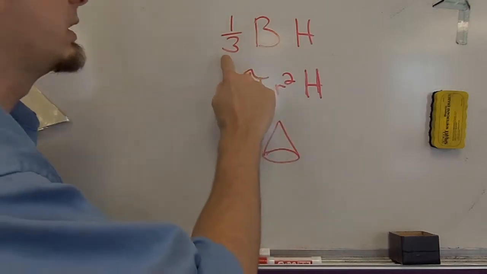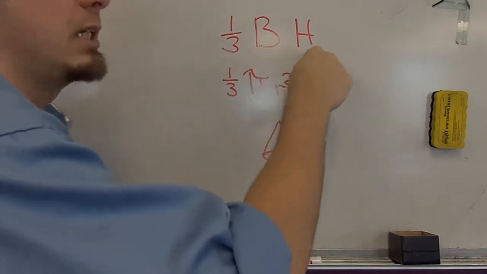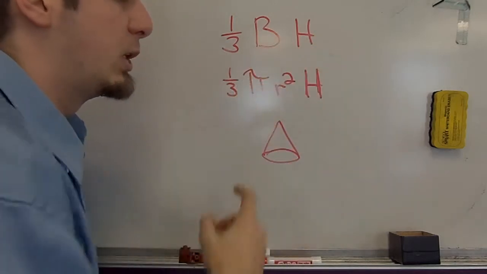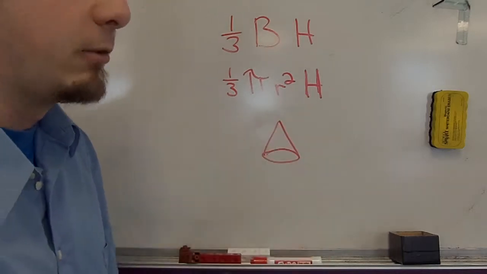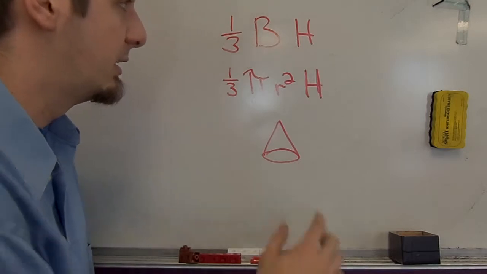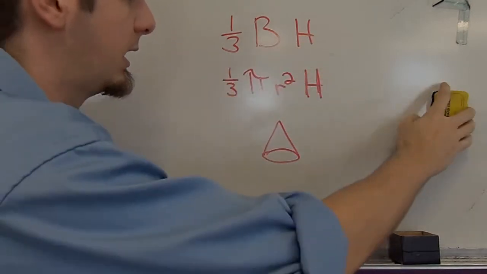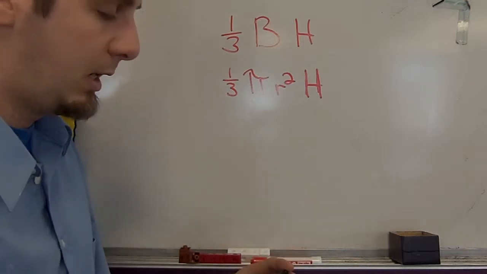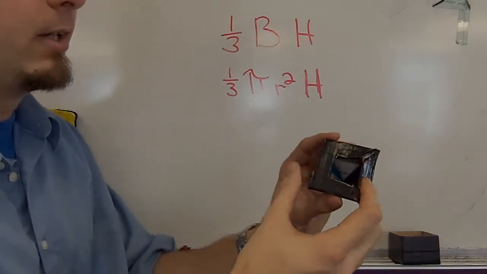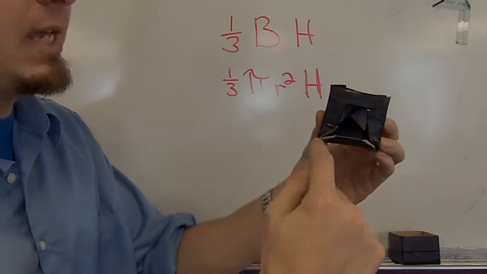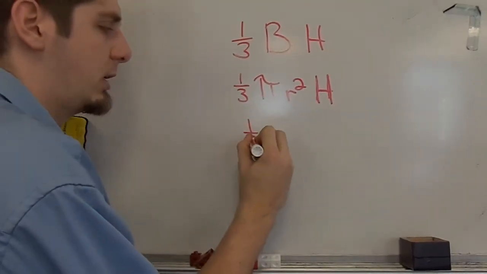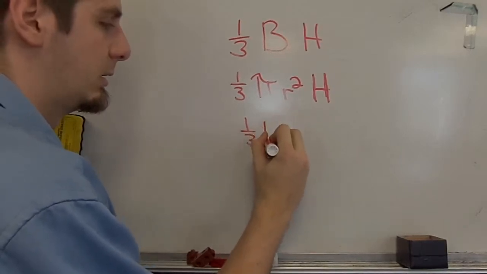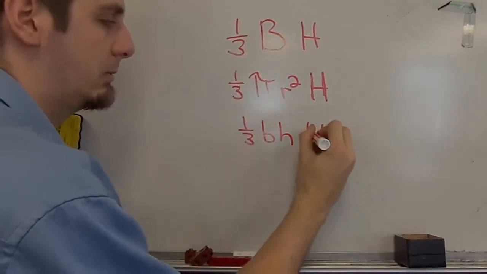And so the reason why we leave the formula as 1/3 times big B times big H is because there are so many different types of pyramids out there that have different bases, that there's actually a bunch of different formulas that would apply to the pyramid. For example, right here I have a rectangular pyramid. The base is rectangular on this pyramid, so the pyramid's volume formula would be 1/3 little b, little h, big H.